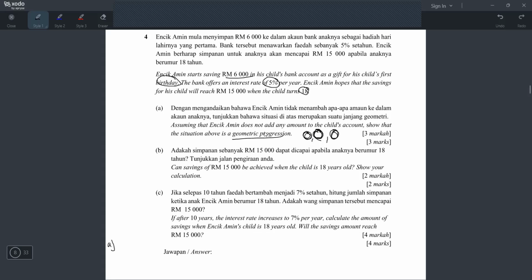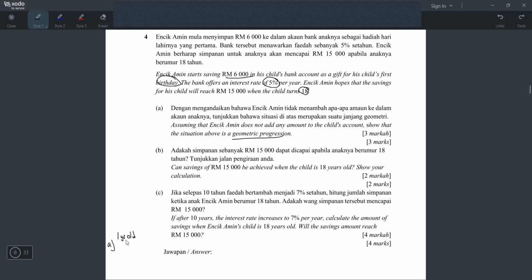If it's an arithmetic progression, how to prove it? Take T3 minus T2, and then T2 minus T1, and check whether they give you the same answer or not. But if it's geometric, you will divide. So now let's form the progression, but I need at least 3 terms. Do I have 3 terms? Because we already know the first one, when the child is 1 year old, I'll just write 1 year old.